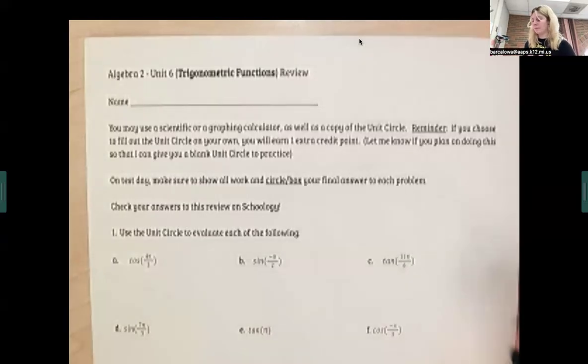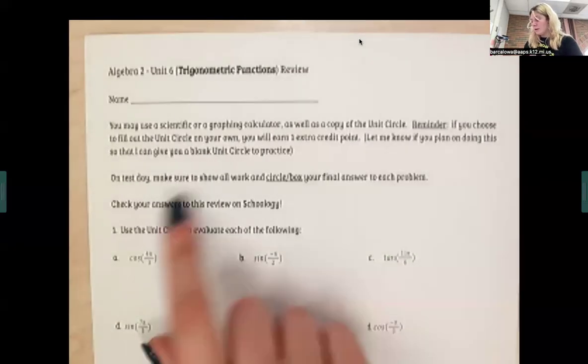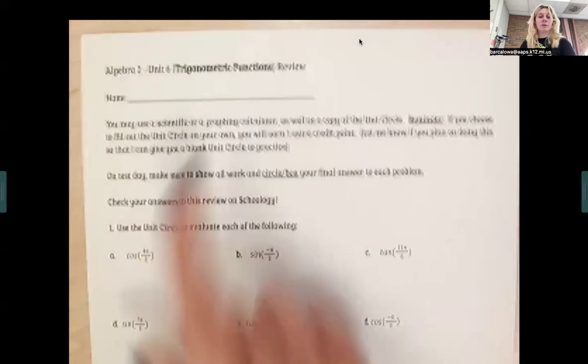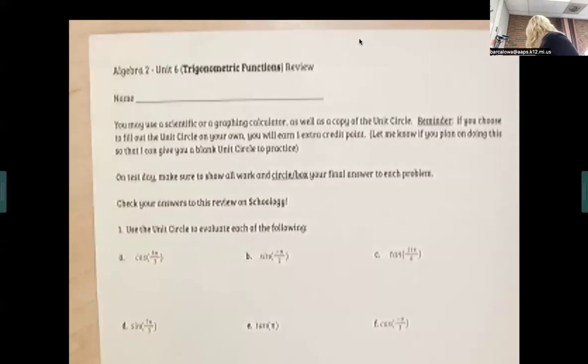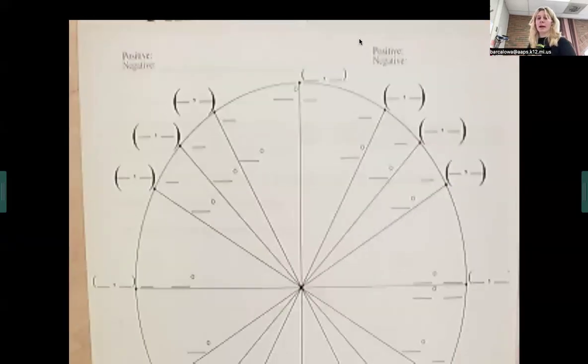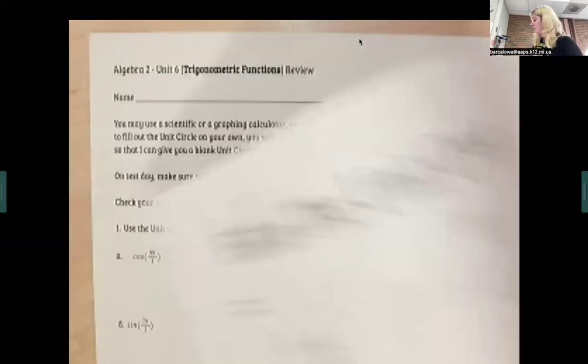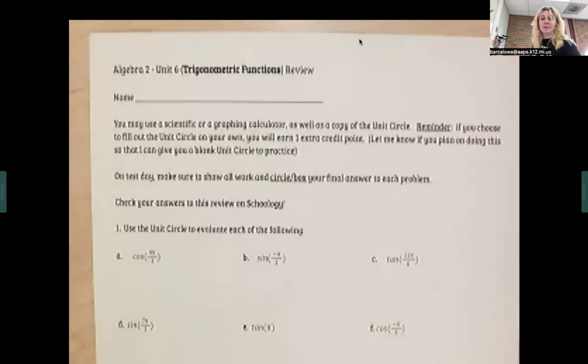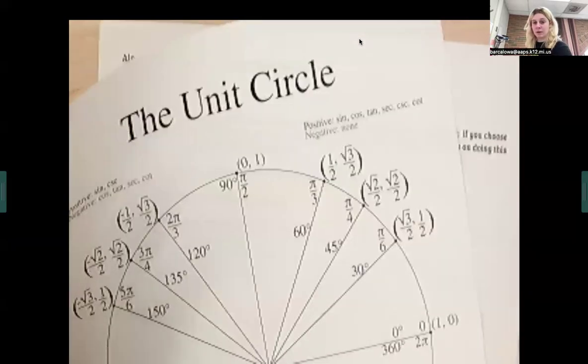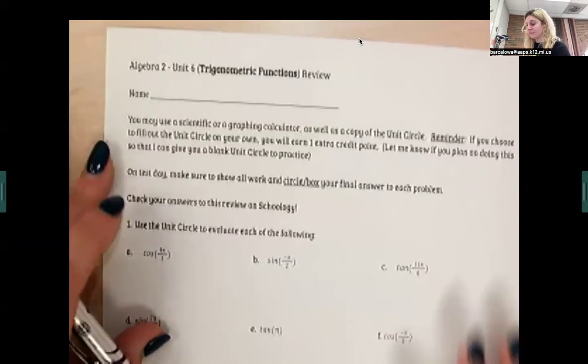If you choose to fill out a unit circle on your own, you can earn 1 extra credit point. So if you ask your teacher ahead of time, they will give you a blank unit circle, and if you want to fill that out, you can. You'll earn an extra point on your test. But we care more about you being able to use the unit circle than memorize it, which is why you will be given one filled in on your test.